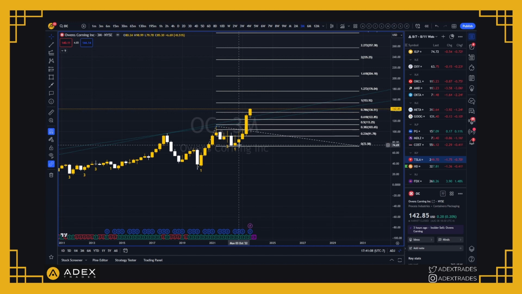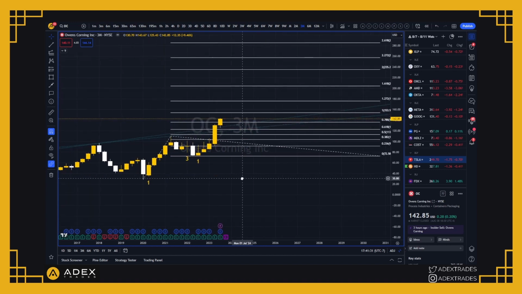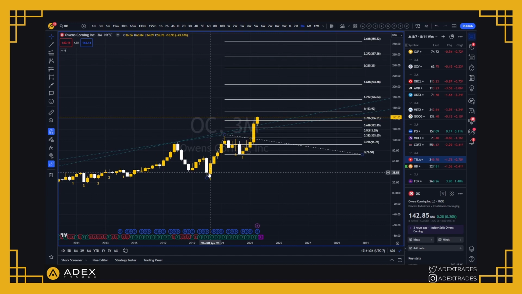So what we're looking for is the extensions of this wave 1 to wave 2, and that's what gets extended using this tool. You place your fibs; the ones that we use are 0, 0.236, 0.382, 0.5, 0.618, 0.782, and so forth. Then on the 3-month time frame, based off this swing high to swing low, these are potential price targets for OC on the longer term horizon, right?